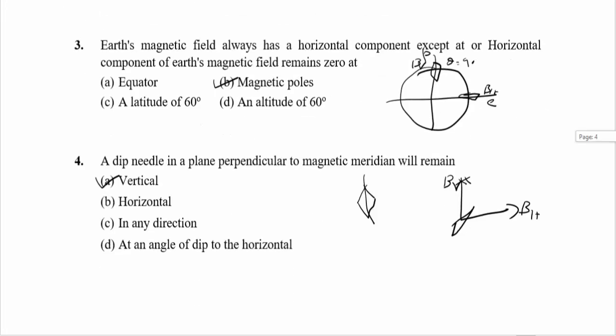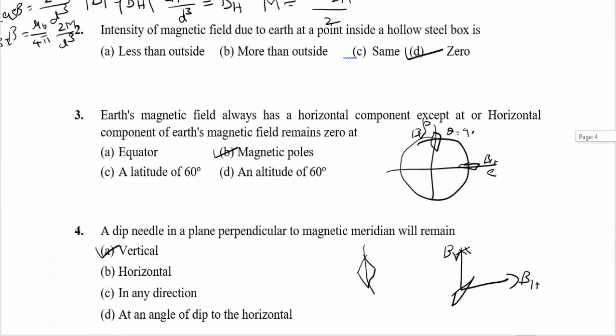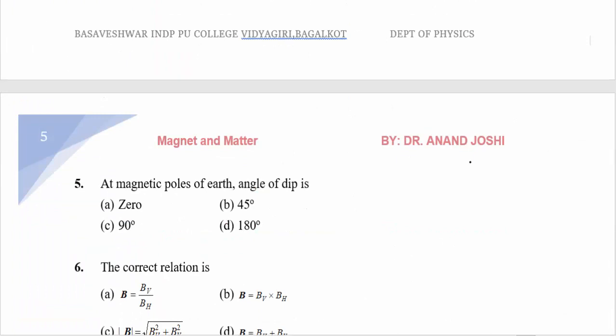Fifth question. At the magnetic poles of Earth, the angle of dip is. What could the angle of dip be? Fifth question, the answer is C.